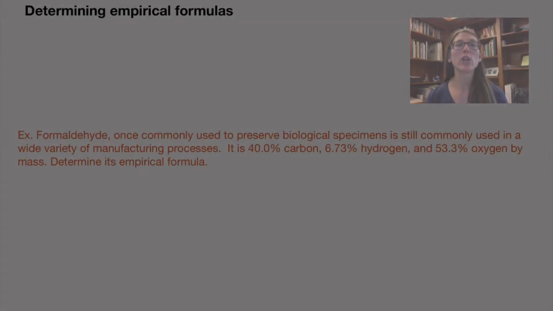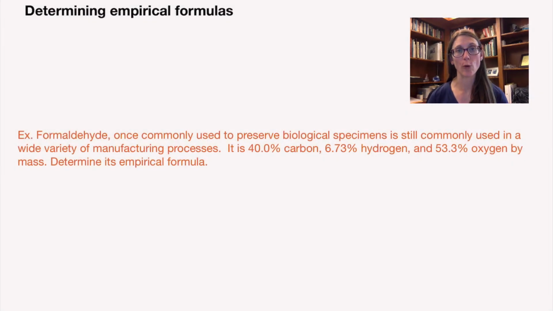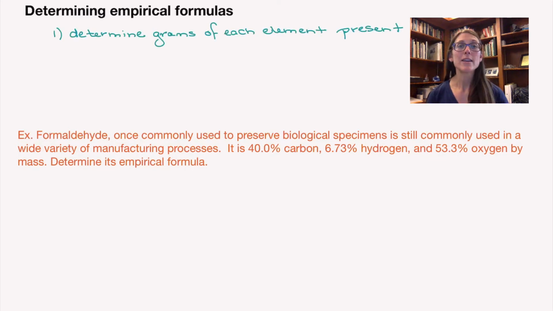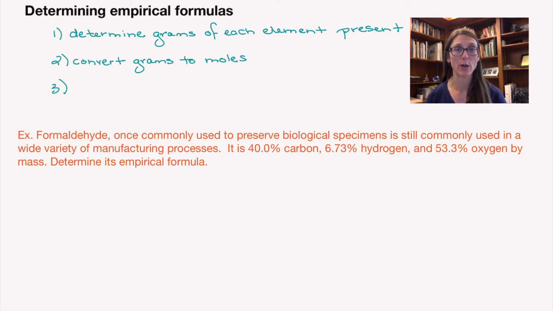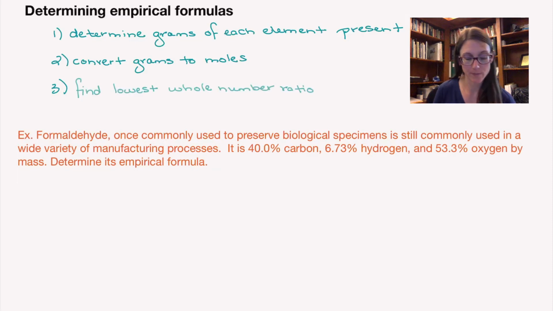When you want to determine the empirical formula, there are 3 steps that you are going to follow. First, you need to figure out the mass, the grams, of each element that is present in the compound. Second, you need to convert grams to moles. The empirical formula is a mole ratio, so you've got to get to moles. And third, you're going to find the lowest whole number ratio that the number of moles you've calculated represents. Let's take a look at an example to see how this works.